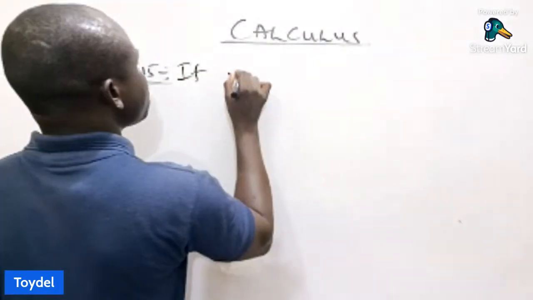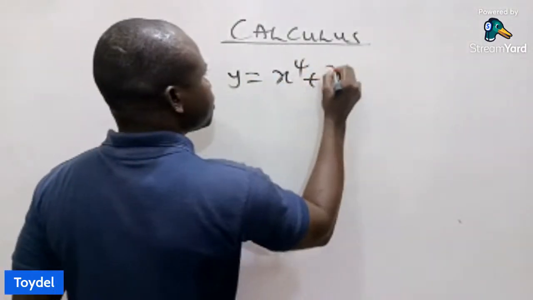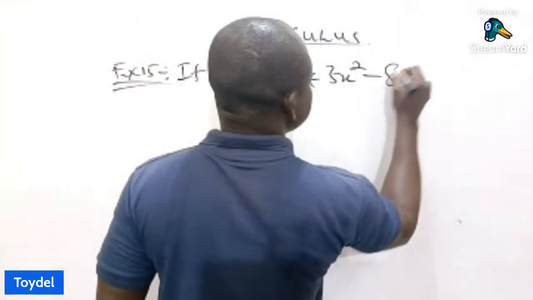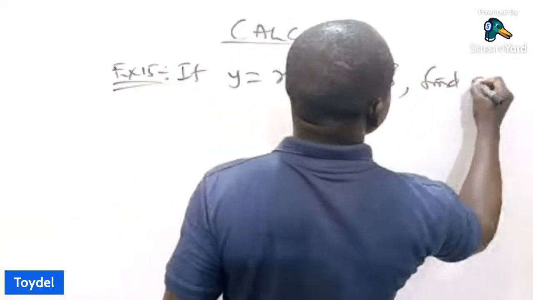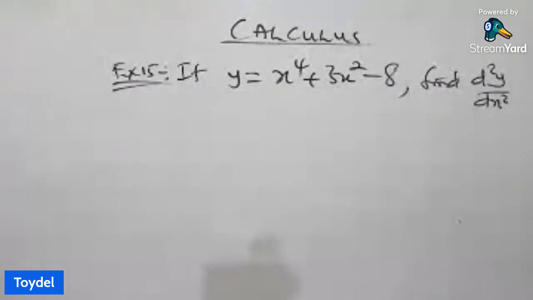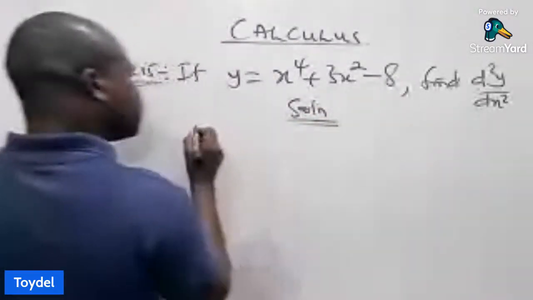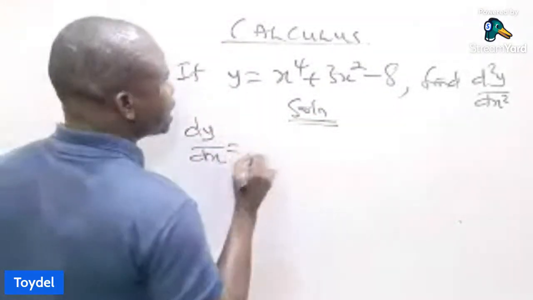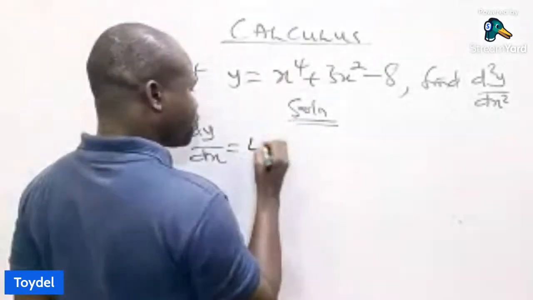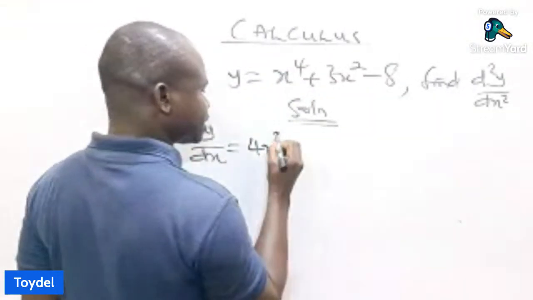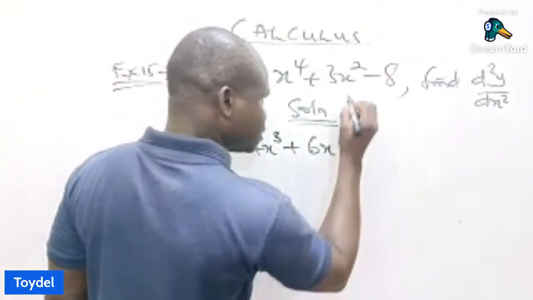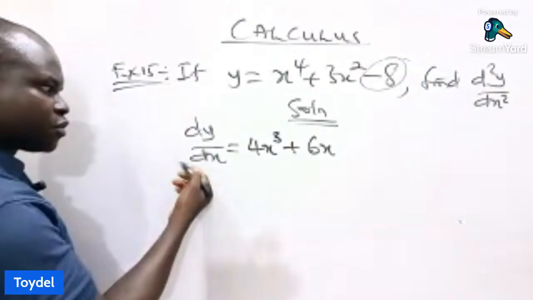if y is equal to x to the power 4 plus 3x squared minus 8, find d squared y over dx squared. That is the second derivative, the third derivative, the fourth derivative. You can even have more than this. We have something like d cubed y over dx cubed. So what do you do here? This is what you do. You first find the first derivative, dy/dx. If you find dy/dx, that will be 4x raised to power 4 minus 1, that's 3, plus 3 times 2, 6x raised to power 1. The derivative of the constant is 0. So this is the first one.